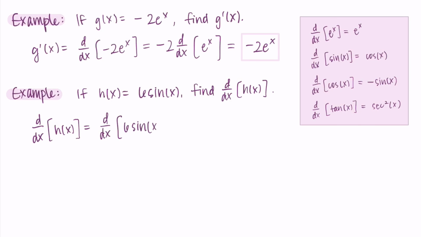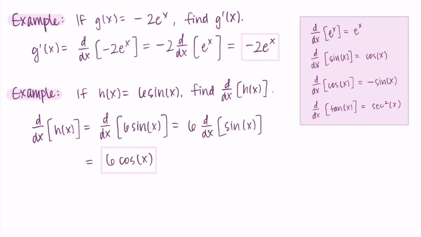And to take the derivative, I'm going to factor that 6 outside. So I have 6 times the derivative with respect to x of sine of x. Then I know that the derivative of sine is cosine, and so I'm just left with 6 times cosine as my derivative. Hopefully now that you see this, you could understand how you could jump to the answer right away. So 6 times sine, derivative of sine is cosine, so the whole derivative is 6 cosine.